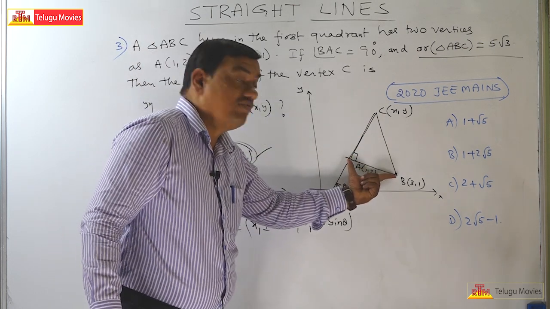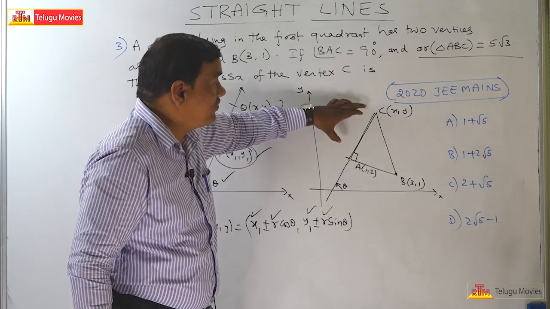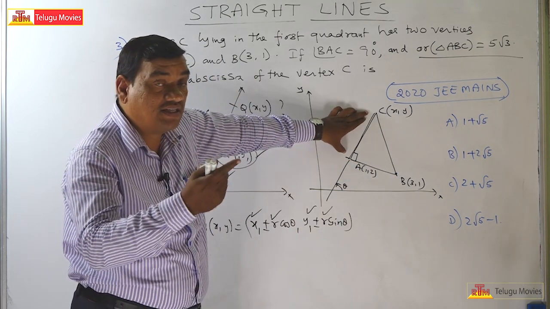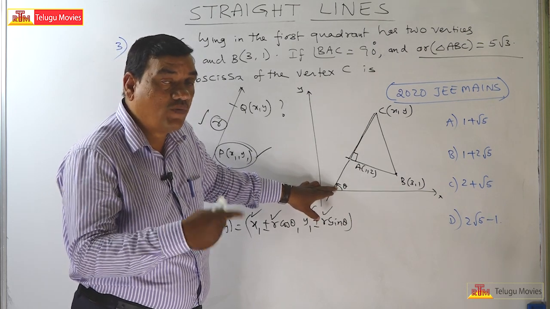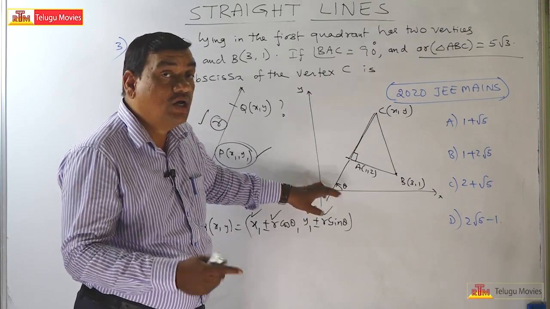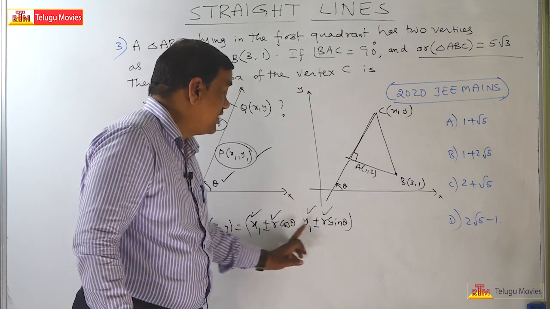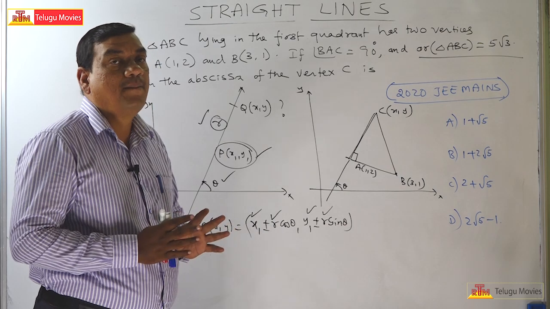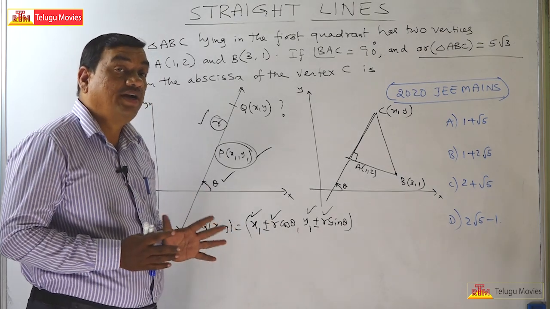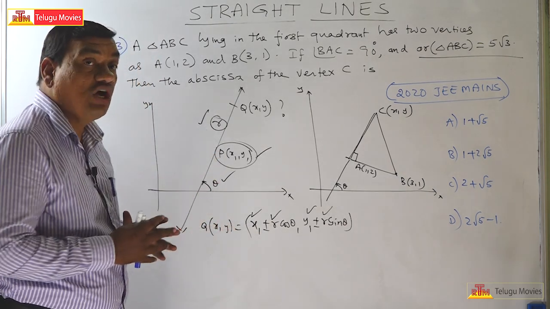That means first we will find out the slope of AB, and afterwards we can find out the slope of AC. The slope of AC is nothing but tan theta. So if you know tan theta, we can find out sin theta and cos theta. This is the plan of action to find out the coordinates of x and y.